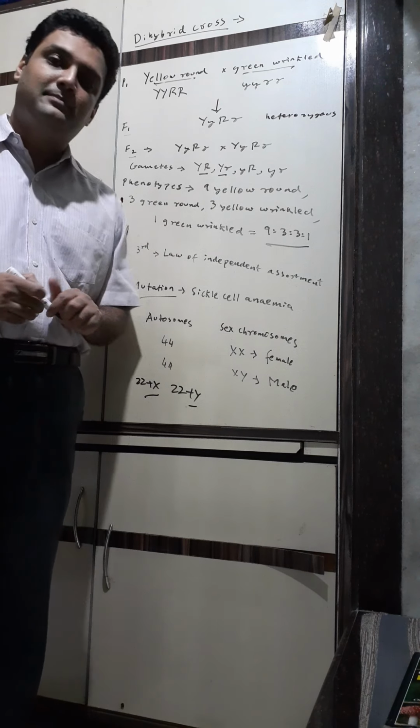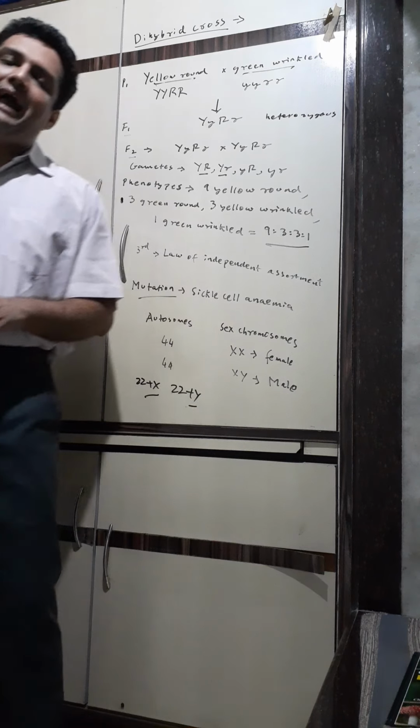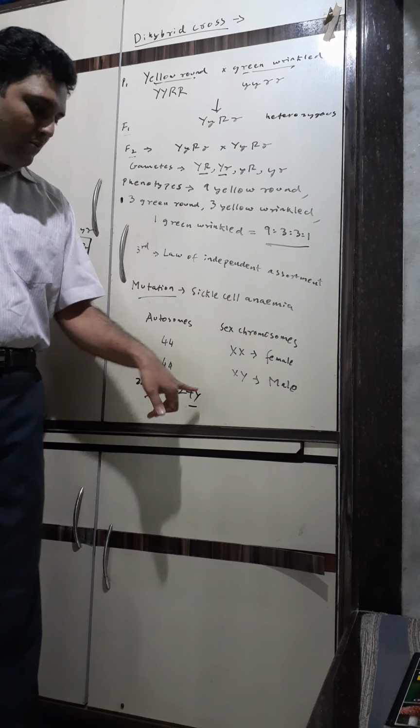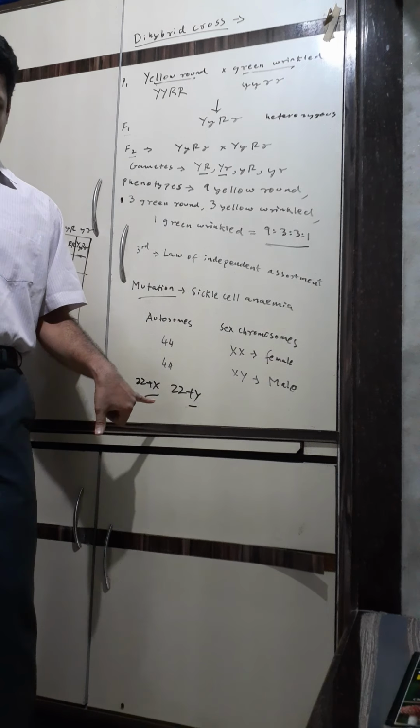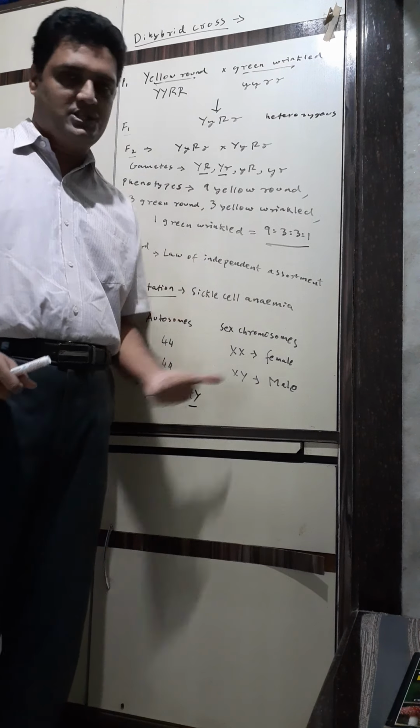This is how sex is determined. Gender is determined by the sperm. Remember, either Y containing or X containing, which determines the gender. I hope you've understood the dihybrid cross, and I hope you've understood this properly.